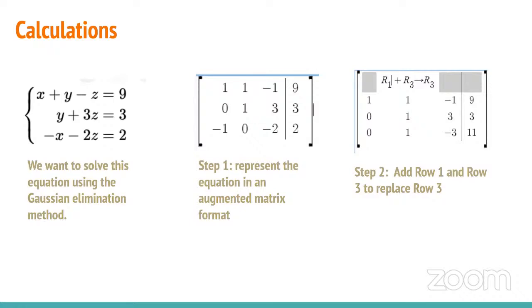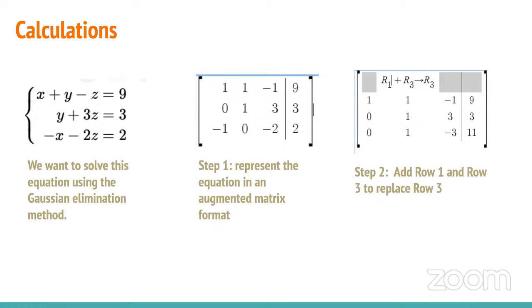In the next step, since in step 1 we already have a 0 in the second row of the first column, we want to have a 0 in the third row of the first column. That is the purpose of the next step.